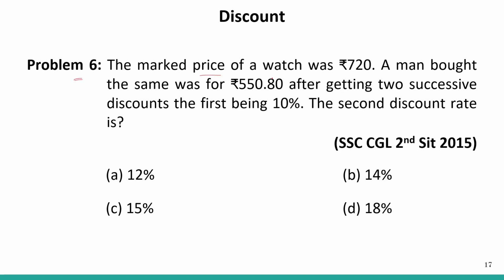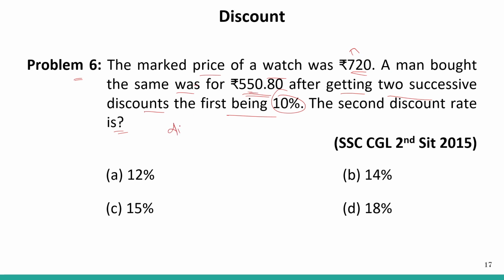So the mark price of a watch is 720 rupees. A man bought the same for 550.80 after getting two successive discounts, the first being 10%. The second discount rate is what? Okay, it tells us that the mark price of the watch was this much amount and a man bought the same for this much amount.